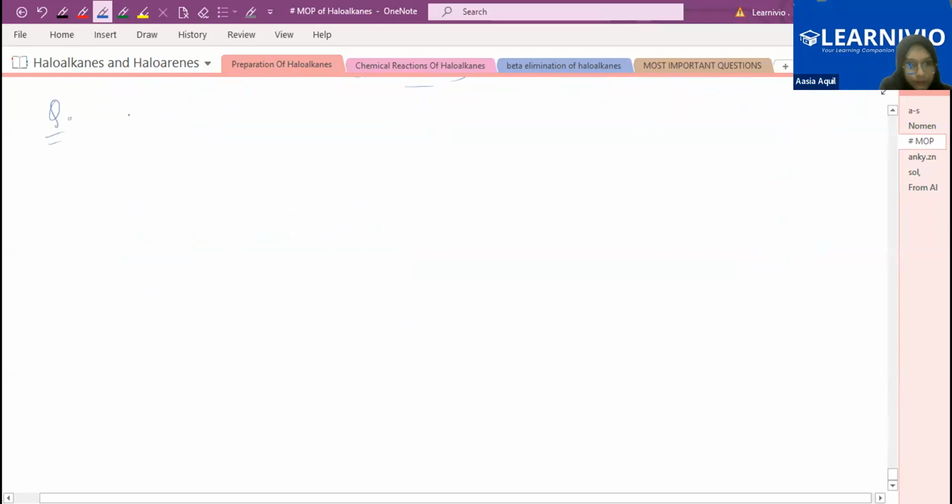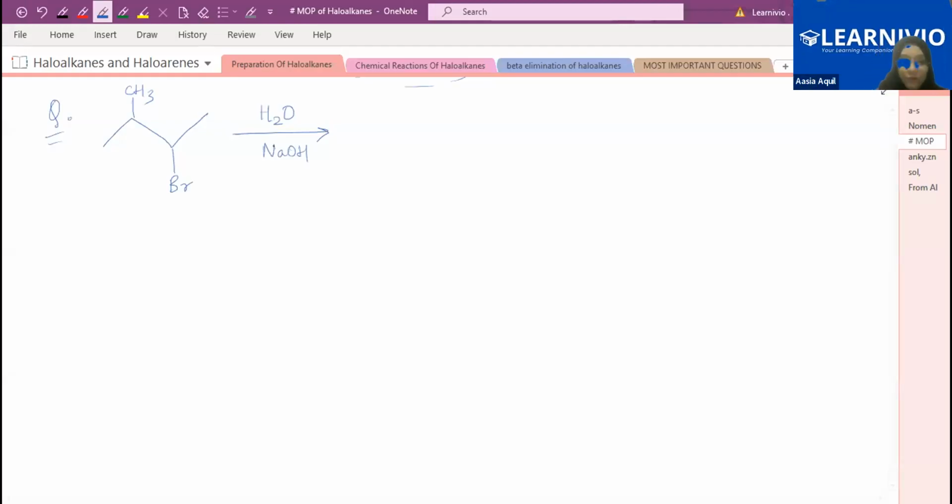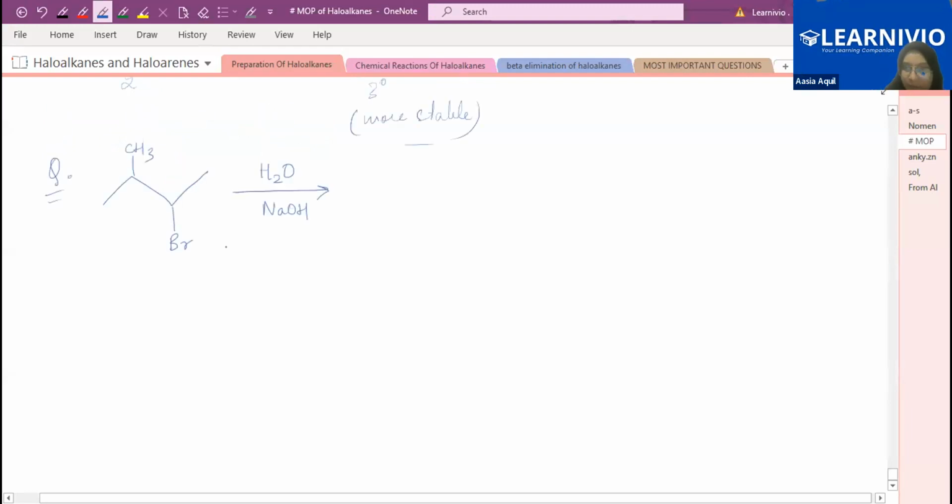Write down CH3, and here the bromine group is attached. Now, if I give you water, right, and in the presence of NaOH, sodium hydroxide, this reaction occurs. Now, what we are supposed to do, we know that this bromine, what will happen? The bromine will be removed from this, right? यहाँ से bromine निकल जाएगा.